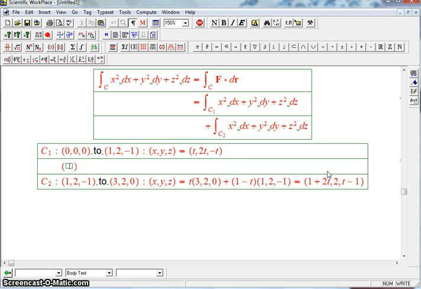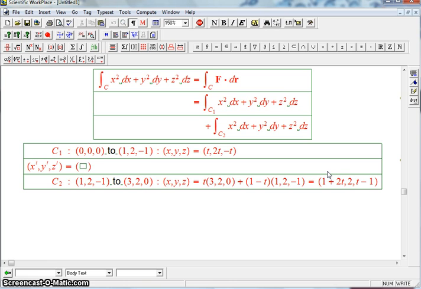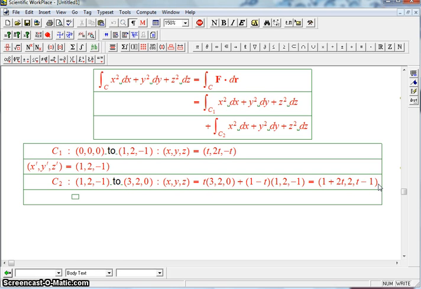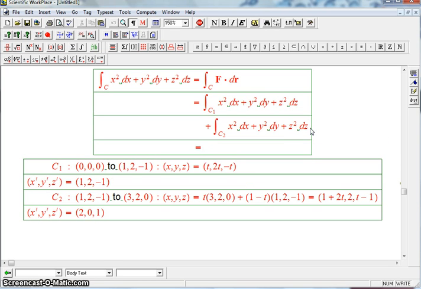Okay. So remember, we need more on these things. We need x prime, y prime, z prime. We need the velocity vector. And this is what people were having trouble with. Here it's really easy. It's just 1, 2, minus 1. And then here, once we've got this simplified form, x prime, y prime, z prime is just going to be 2, 0, 1. Okay. So now we're finally ready to go back up and do those for real.